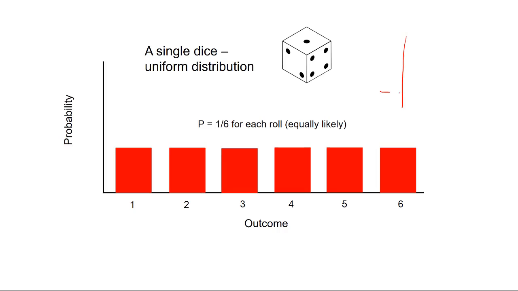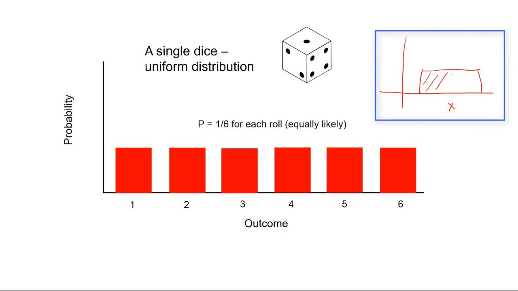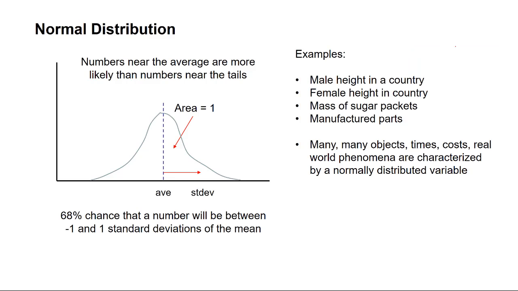For a continuous variable, where you can have a range of different values, not just discrete integer values like 1, 2, 3, it looks something like this, where the area under this distribution is equal to 1. The normal distribution is the most common distribution. I'll talk more about this in individual screencasts on each distribution. But many objects, times of something, costs, real-world phenomena are characterized by a normally distributed variable.